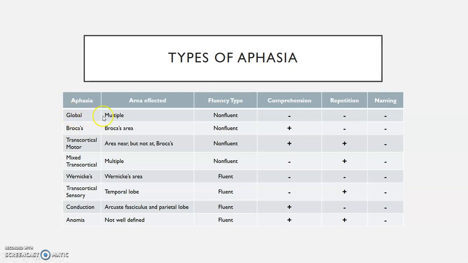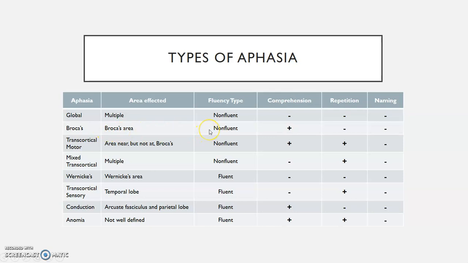So for global aphasia, there's damage to multiple areas of the brain in the language areas. It's a non-fluent aphasia, so it's going to look more like a Broca's aphasia than a Wernicke's aphasia, which are our two major, or common, types of aphasia. So they're going to have deficits in all areas: in auditory comprehension, understanding what's being said, in word repetition, and in naming.